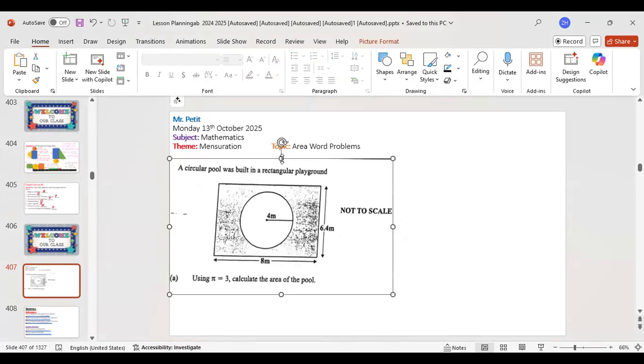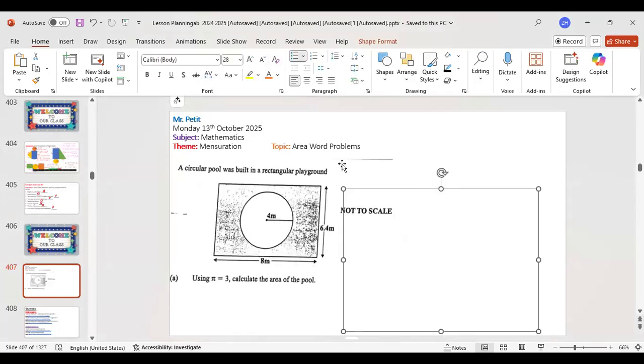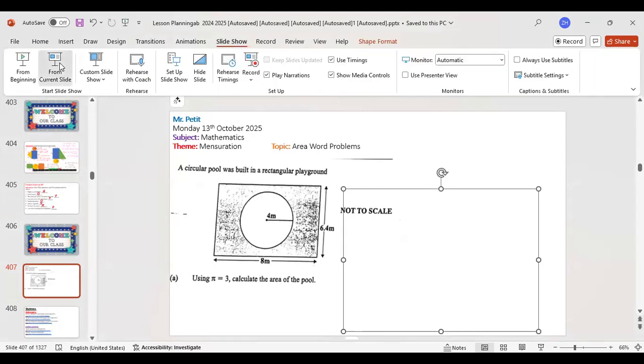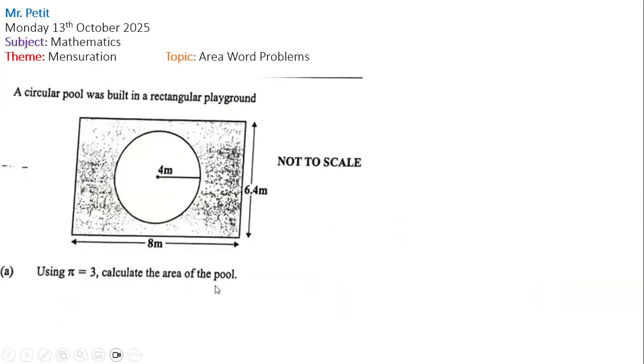We have a circular pool and it has a rectangular background. Now for this one, what is pi going to be equal to? I think that's the major difference with this one. What is pi going to be equal to for this question? 3. That's the difference, right? So pi is not 3.14. Pi is 3. Just like I said, they could change what approximation of pi they're going to use. If they use 3, 3.14, or 22/7, you have to use whatever they tell you to use, all right?